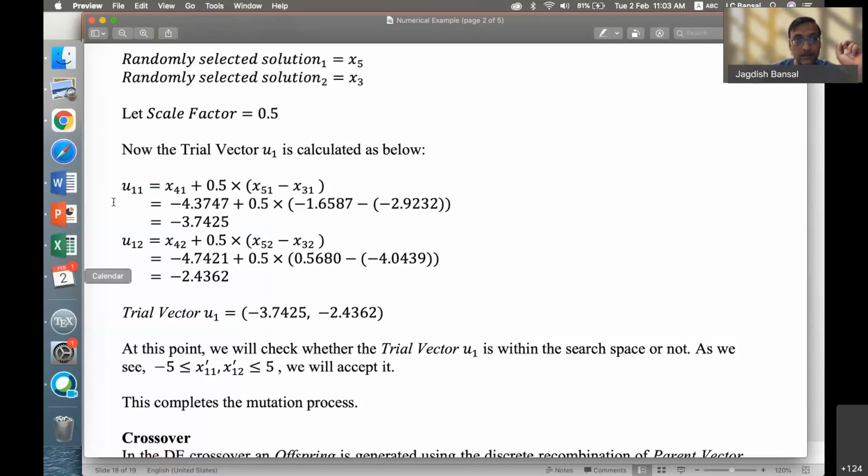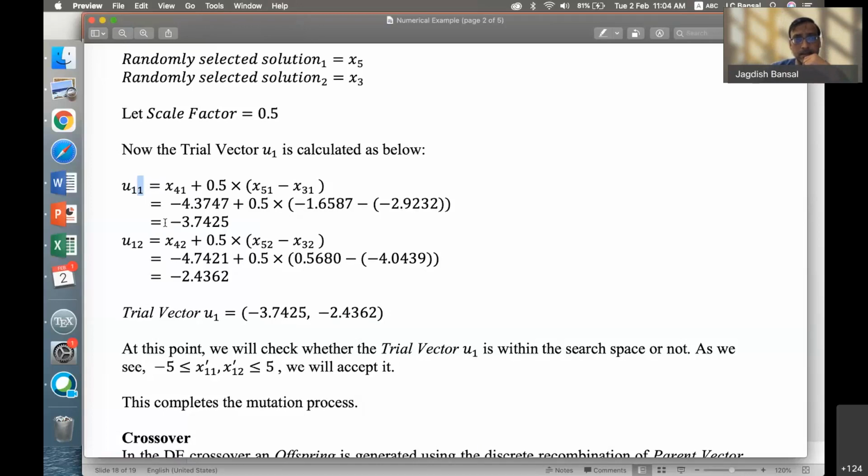So the child's first variable will be calculated separately, and the second variable will be calculated separately. Why am I calling it u1? I hope you understand that x1 is the parent. So the surname, Bansal, right? My son will put my surname. Similarly, the child is putting its surname, so 1, right? Just to make sure that this is the son of x1. So u1, and this is the first dimension of the first variable.